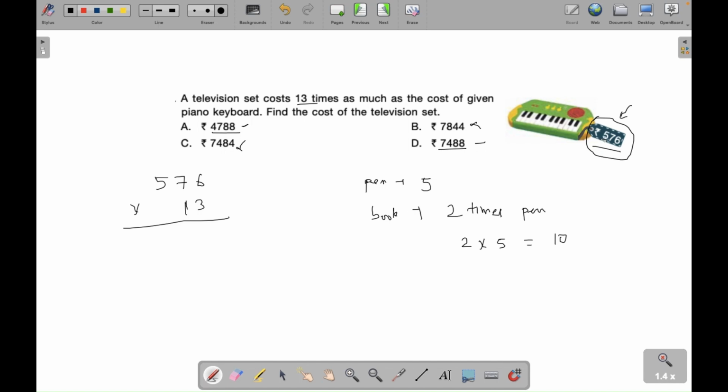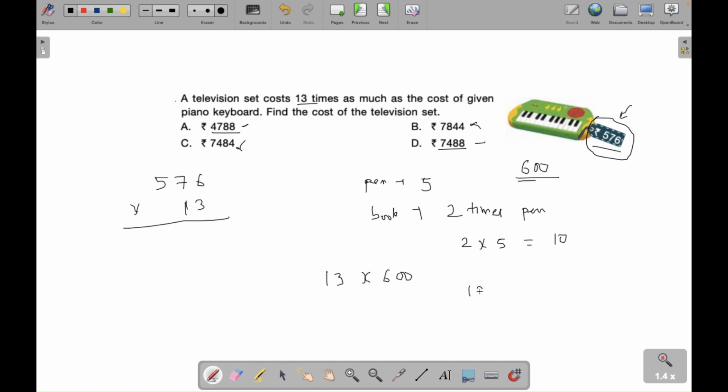So what we'll do, the cost of this is 576. So this is close to 600, right? So that is where rounding off becomes useful. You round this off to the nearest 100, you get 600. So it is approximately 600. And the television set costs 13 times this. So again, we have discussed the trick. So 13 times 600. What is 13 times 600?